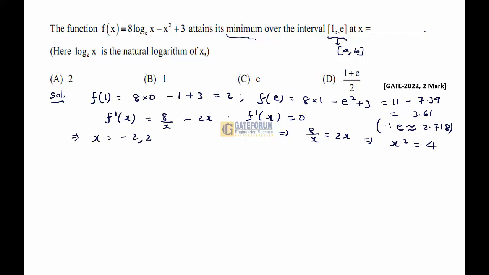But check the interval 1 comma e, all positive values. So this implies x is equal to 2 belongs to the given closed interval 1 comma e, and it is the stationary point. One stationary point only in the given closed interval, though we have two values for x.